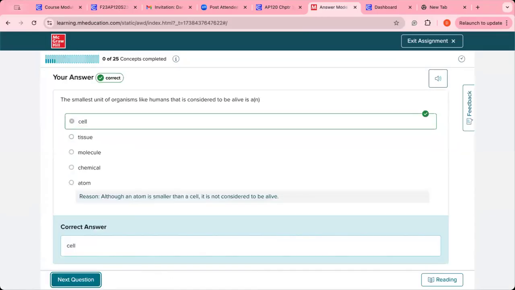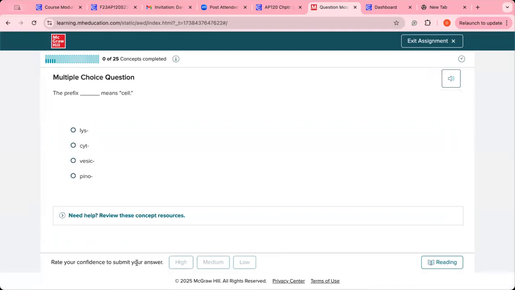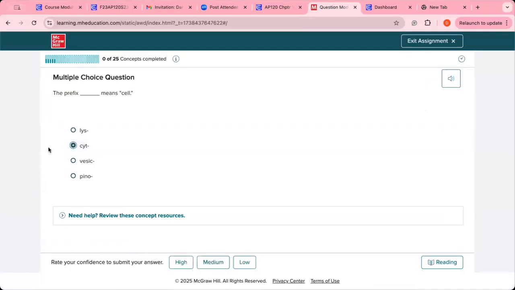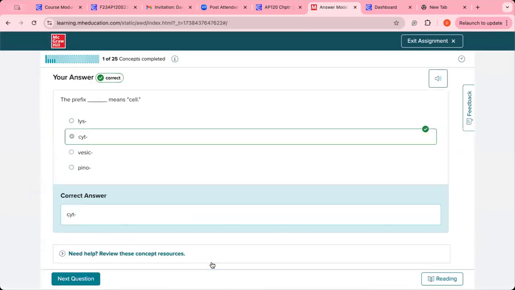Okay, next question. The prefix blank, okay, we did this before. Which one means cell? Maybe the second one. Yeah, it just has the O missing. Sometimes it has the O, sometimes it doesn't, but that means cell, yes. Good.